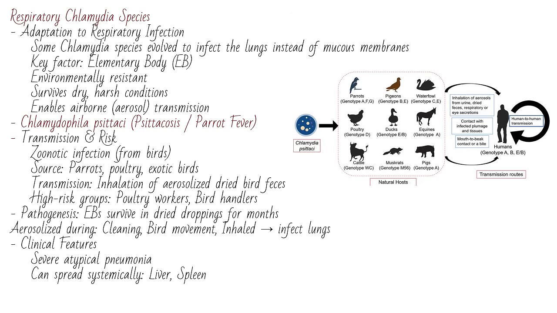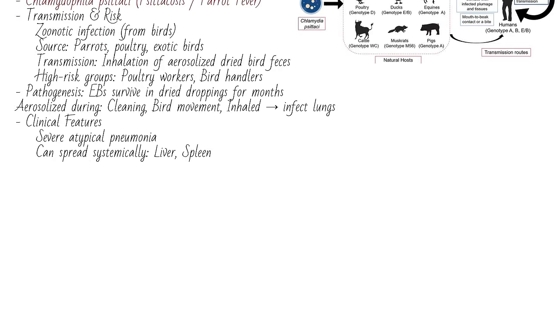When a bird flaps its wings or someone sweeps a barn floor, those droppings are disturbed, the EBs aerosolize, a worker breathes them in, and the whole intracellular hostage situation begins again, this time inside the human respiratory tract. Just from sweeping the floor.